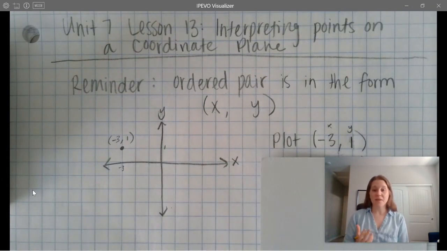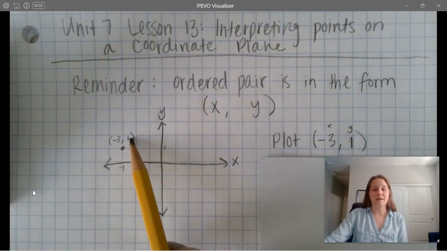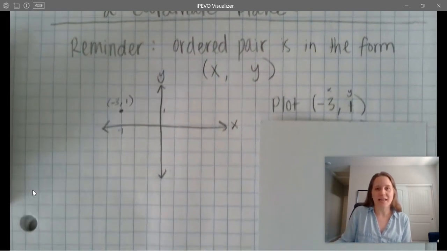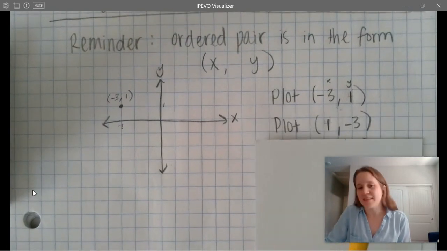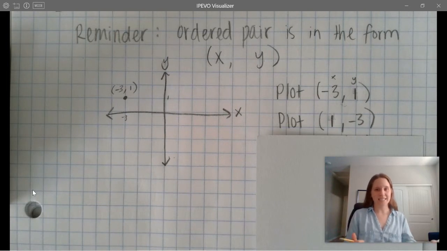Okay, a common mistake is to accidentally do -3 on the y-axis and +1 on the x-axis. So I want to get at that misconception and practice a little bit. Can you please plot this point? Last 10 seconds. Go ahead and label it with an ordered pair.